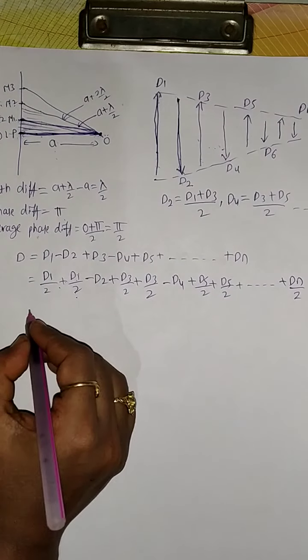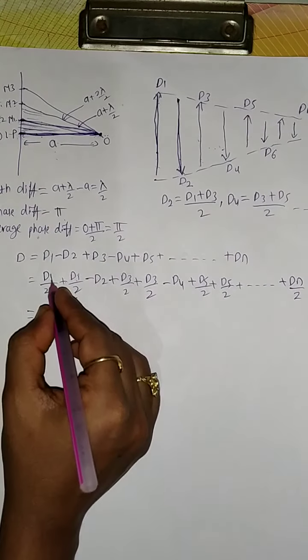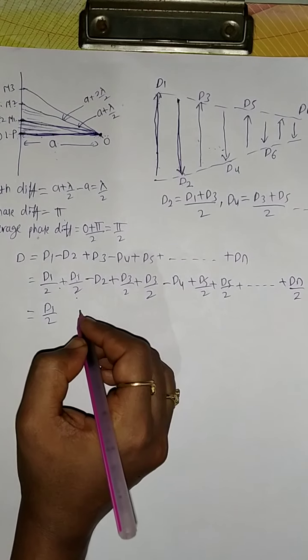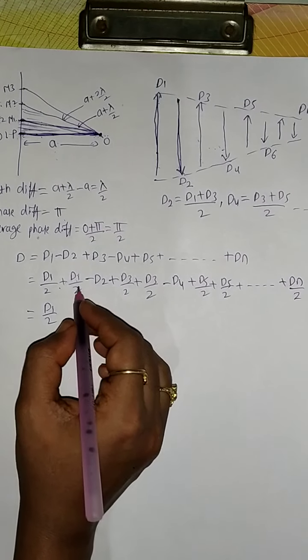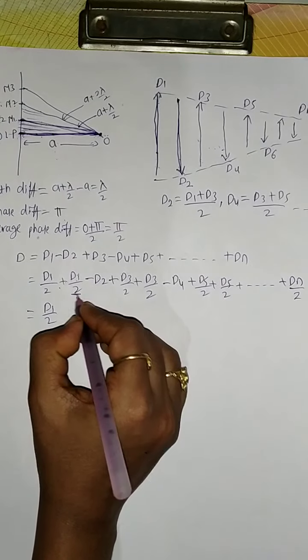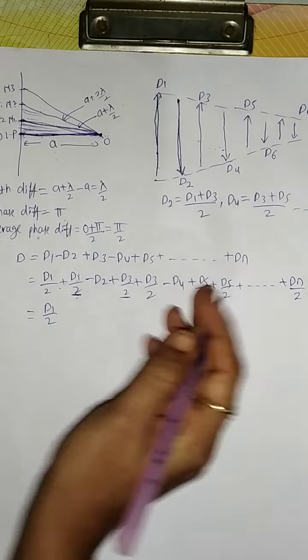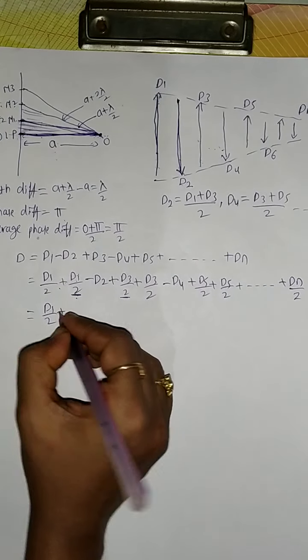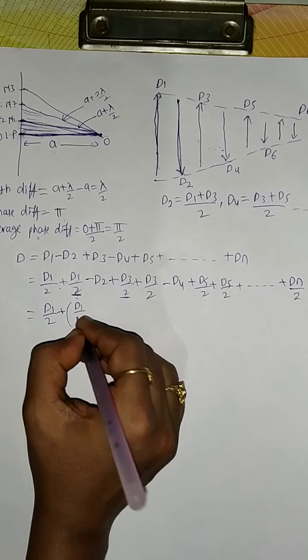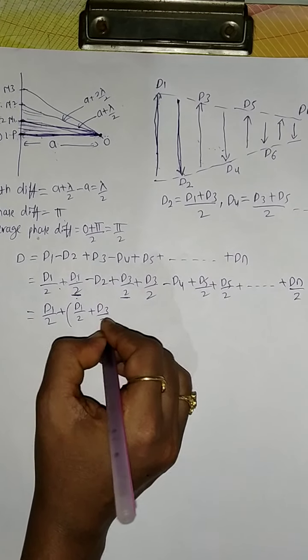Now again a rearrangement: this D1 by 2 I'll write as it is, and now this one and this one I'll add. I'll make one group. So what I'll get is plus D1 by 2 plus D3 by 2.